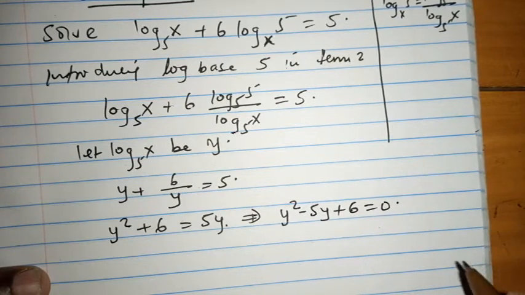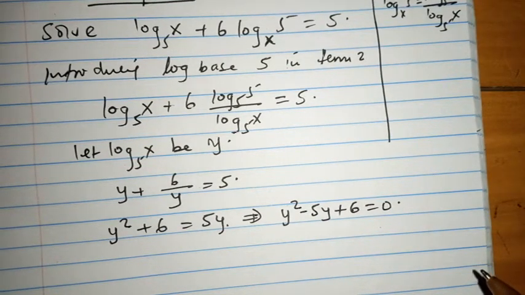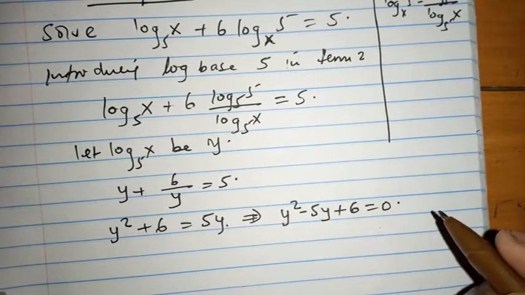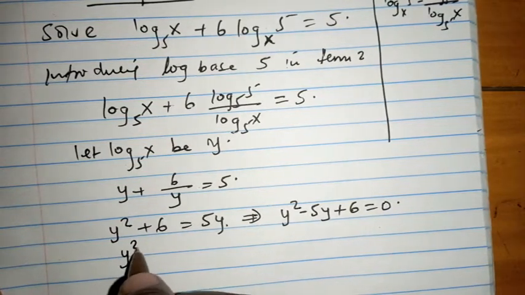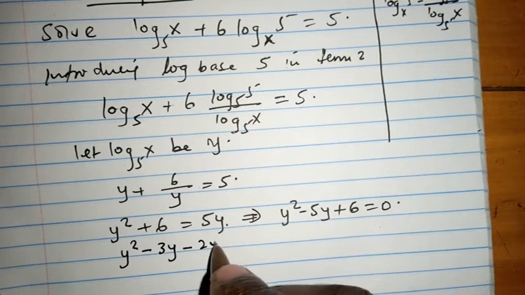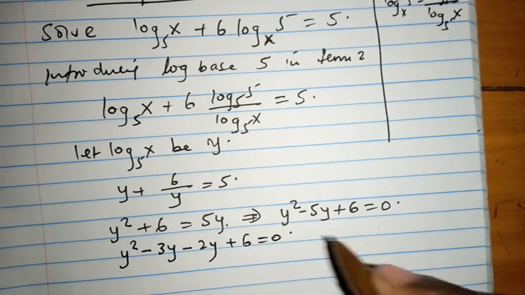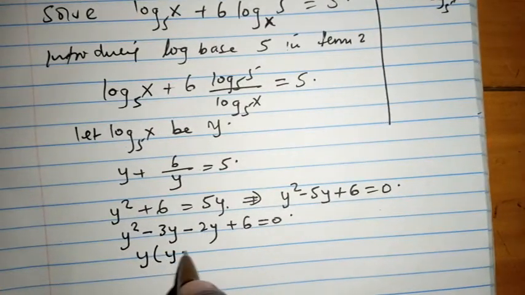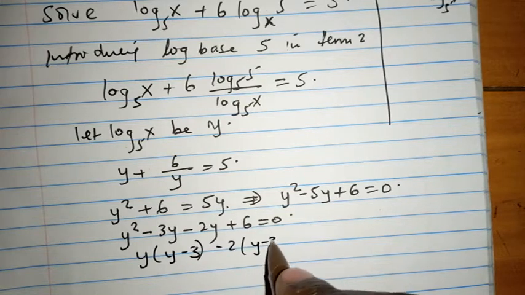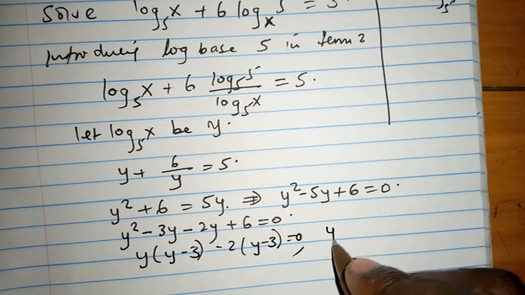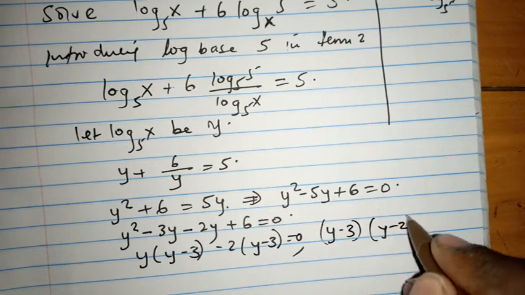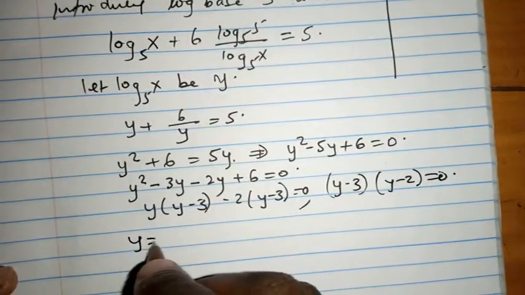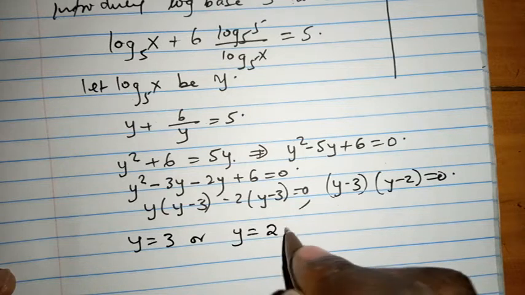is equal to 0. Of course, it goes without saying you can use the factor method or even the quadratic method, and you're going to have y squared minus 3y minus 2y plus 6 is 0. So we open this, we have y minus 3 minus 2, y minus 3 is 0. It follows that y minus 3, y minus 2 is 0. And definitely you will realize that y can be 3 or y can be 2.